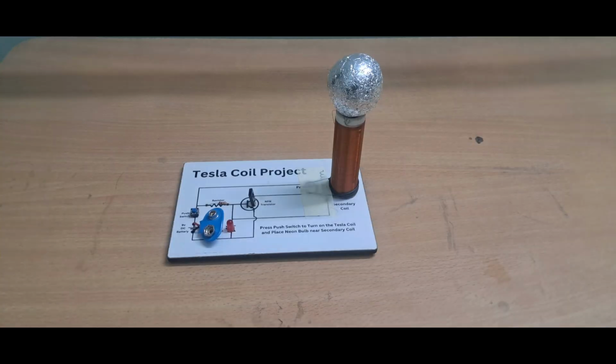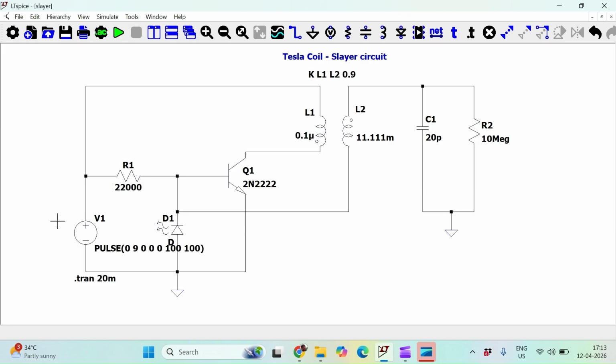This is a side view of the Tesla coil. Now let's see how the Tesla coil circuit is simulated in LTspice. So in this circuit, you can see that there is a 9-volt voltage source, which models the battery. Then there is a 22K resistor and an LED. Then we have a 2N2222 NPN type transistor.